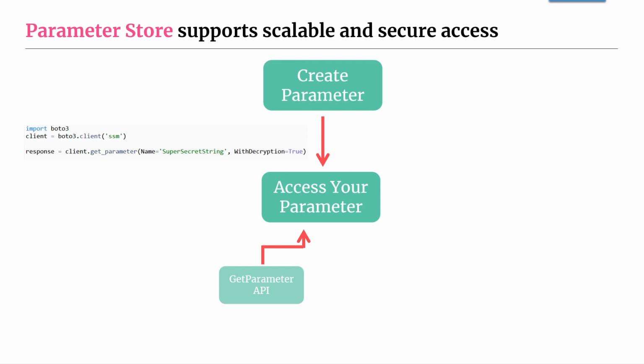Now, if you're using a secure string and you want to have access to the raw value, the unencrypted value, you need to say with decryption is equal to true. If you want access to the encrypted value, you can say with decryption is equal to false. So the latter would allow you to handle the parameter without necessarily having access to the plain text version of it. And if you're using the getParameter API, then of course you need the IAM access to the getParameter API as well. So make sure that you have those things if you try to use it.